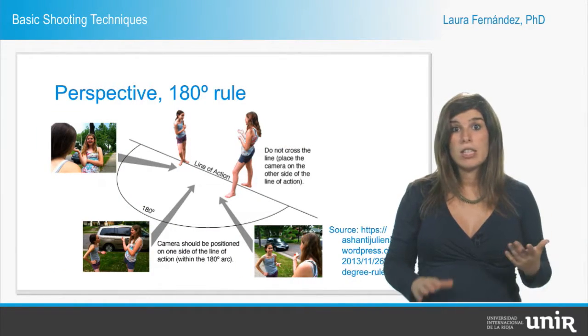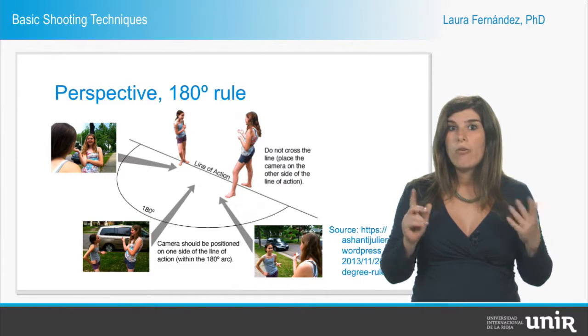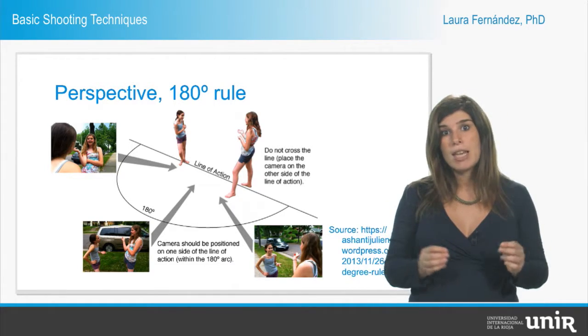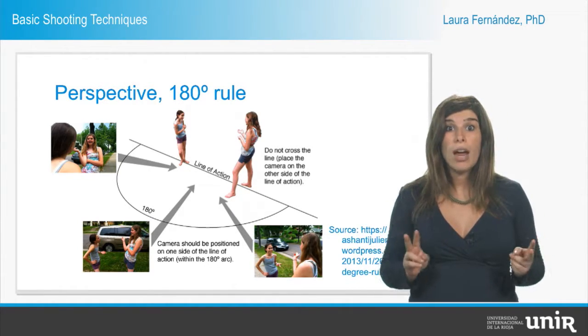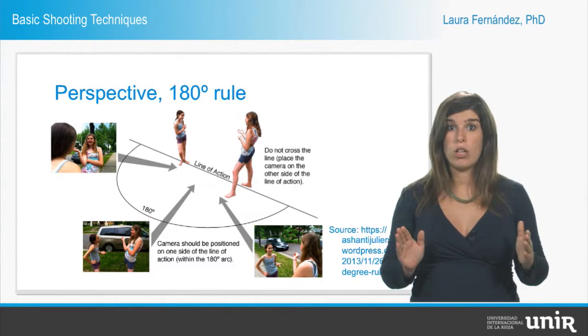Regarding perspective, it is essential to understand the 180-degree rule. When we are filming a scene, we need to make sure that all our shots are taken from the same side of the subjects. If there are two characters, one should always look to the right and the other to the left if they are talking to each other.